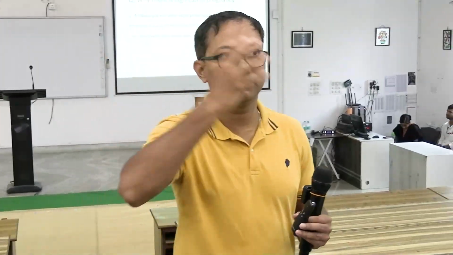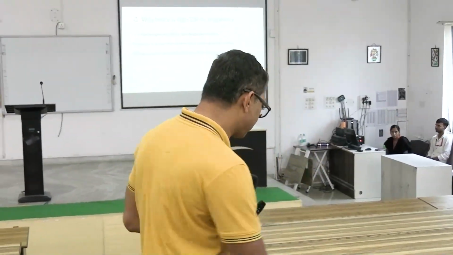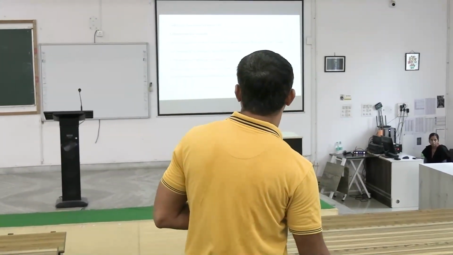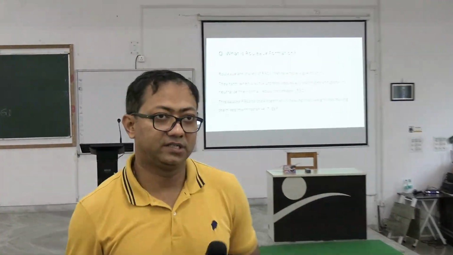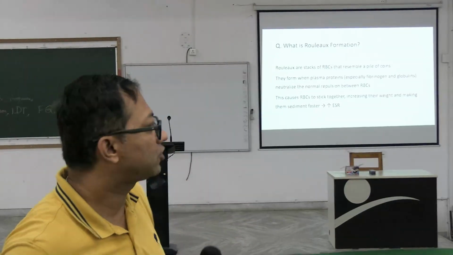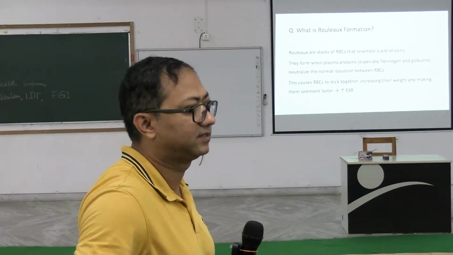মানে এরিথ্রোসাইট, ব্লাড যখন রেখে দিই তখন আরবিসি গুলো সেটেল ডাউন করে যায় কেন? এনি আইডিয়া? কেউ বলতে পারবে কেন হয়? কেন আরবিসি গুলো সেটেল ডাউন করে যায়? নরমালি আমাদের সার্কুলেশনের মধ্যে তো সেটেল ডাউন করছে না। আমাদের সার্কুলেশনে যখন ব্লাড ফ্লো করছে তখন আরবিসি কি সেটেল ডাউন করে যাচ্ছে? করছে না, রাইট? সো দ্য অ্যান্সার অফ দিস ইজ রুলু ফর্মেশন.